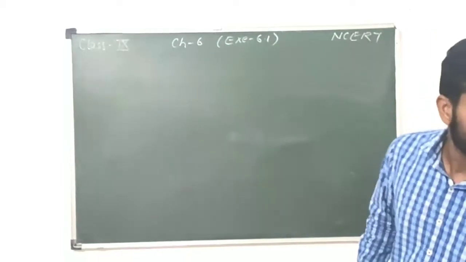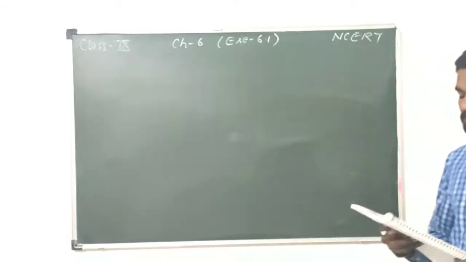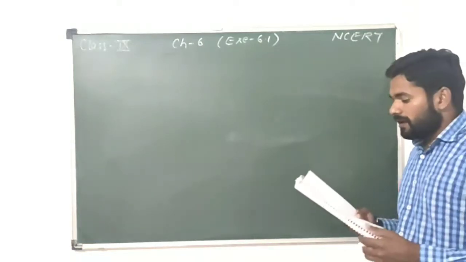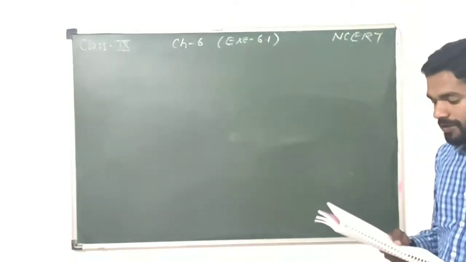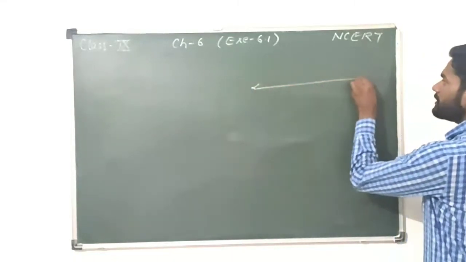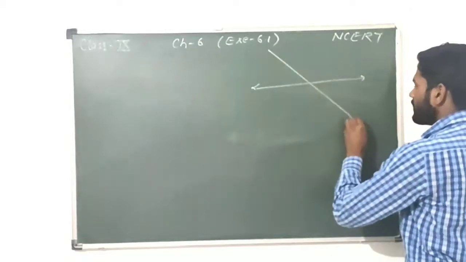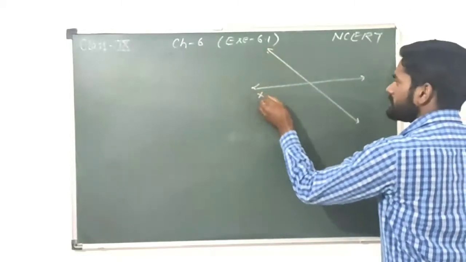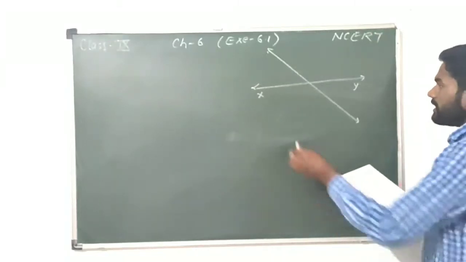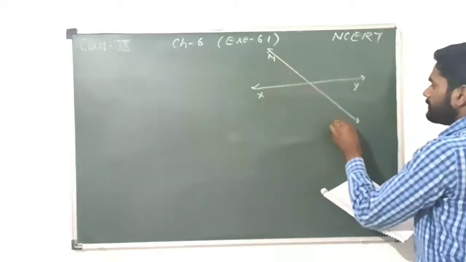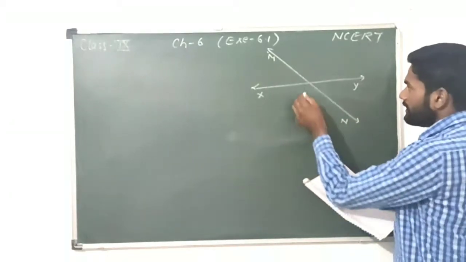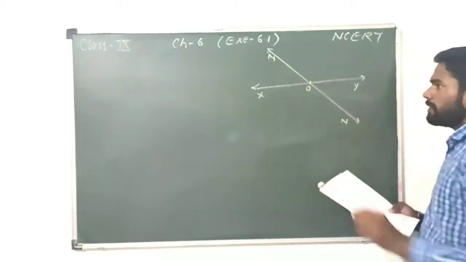Exercise 6.1, question number 2. Our question is: XY and MN are two lines. According to the given structure, two lines are here. First is XY and second is MN. These two lines are given which are intersecting each other at point O.